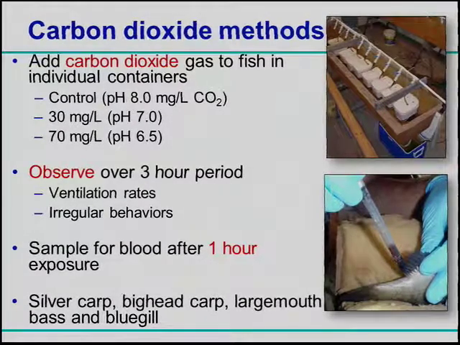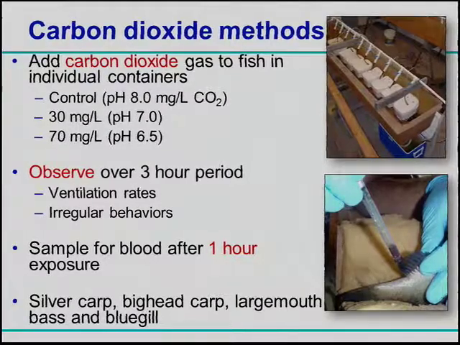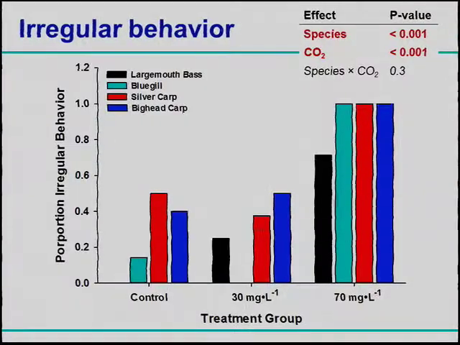For the behavioral part of the study, we put them in the buckets, took the lids off, and observed them for 3 hours. We looked at what we call ventilation rate, which is literally how fast their opercula are moving, a really coarse proxy for how happy the fish are. And we looked at what we called irregular behaviors, which I'll get to in a second. Another group of fish got the same treatment, and after an hour we drew blood from them, and we were able to measure some stress indices, sublethal stress indices, again to measure how happy or unhappy they are. And again, silver carp, bighead carp, largemouth bass, and bluegill. So the data looks something like this.